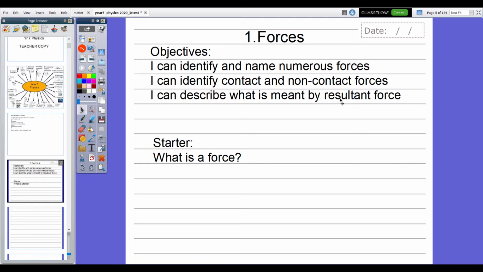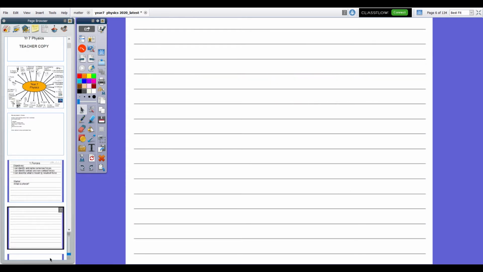To actually describe what a force is is quite a complicated thing. We can name them. So what we normally do is describe forces by how they behave. In this lesson, we're going to look at some quite common names of forces. So for now, if you want to write anything down, push and pull would be fine. We're going to develop on those ideas from here.